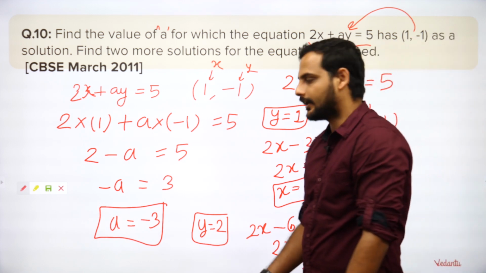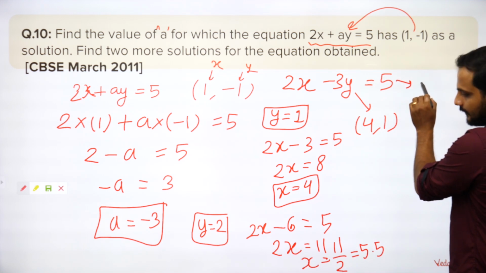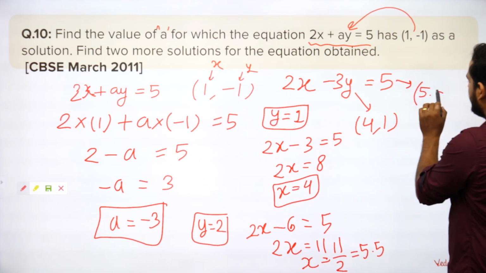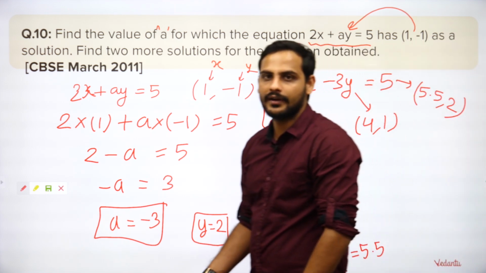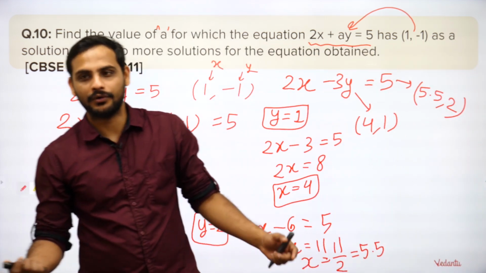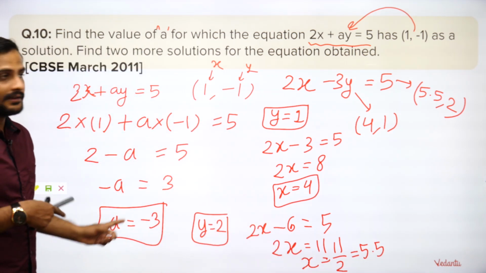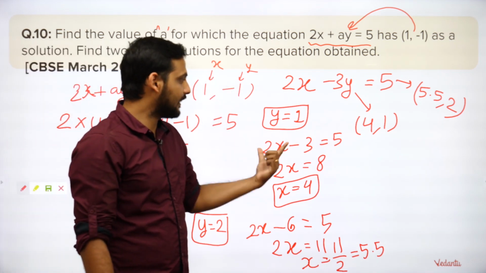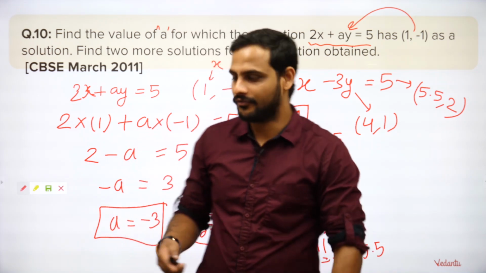11 by 2, which is 5.5. So the next solution we have got is, when x is 5.5, your y will be equal to 2. Okay, so this is how we have solved the question. First we have got the value of a, and then once we have got the value of a, we have got the equation, and then that equation's two other roots we have found.